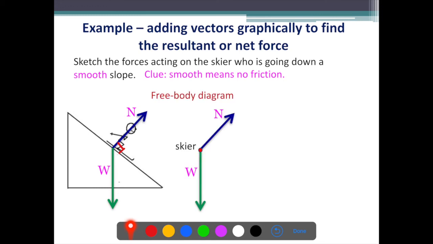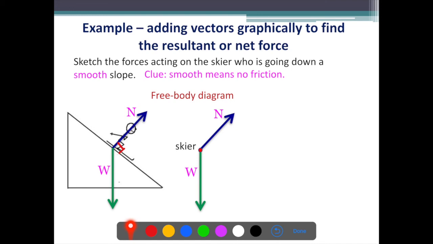And you can draw the free body diagram this way. You don't have to draw the skier and the slope. You can just represent the skier as a point. And the weight force is directly vertically downwards, and the normal force is perpendicular to the surface. Of course, there's an imaginary surface here where you measure the normal force to be 90 degrees relative to that.